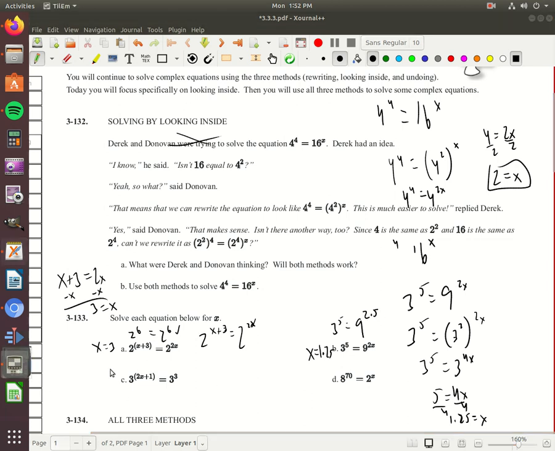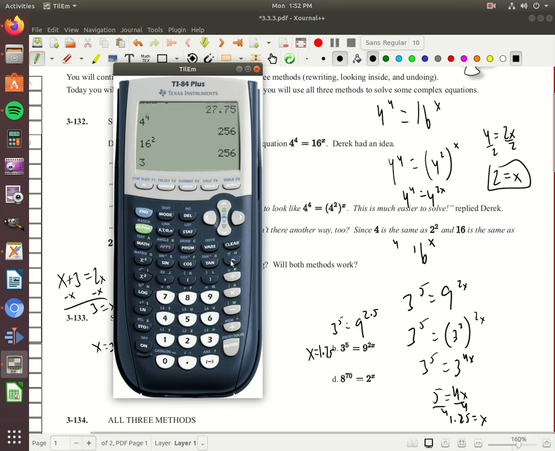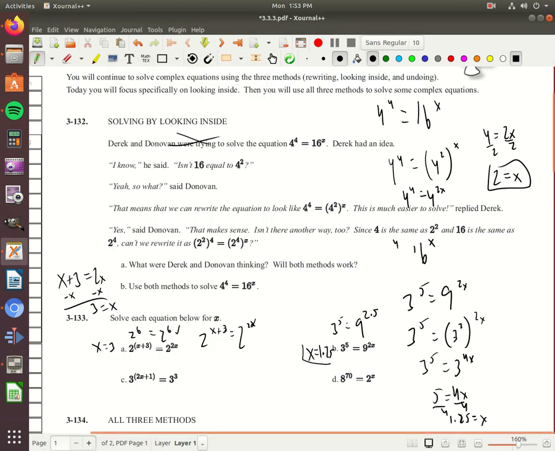So we'll grab our calculator. 3 to the 5th equals 243, and 9 to the 2.5th hopefully equals 243, and it does, so we feel confident that x equals 1.25 here. All right, moving along, kind of clearing up some room here.